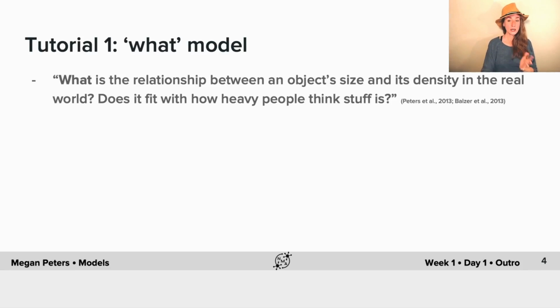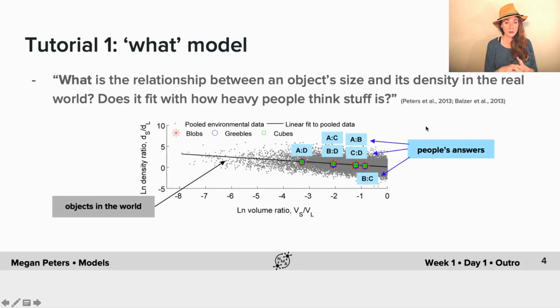And so the what question that I wanted to answer is, what is the relationship between an object's size and its density in the real world? And does that fit with how heavy people feel that stuff is? And so what we found here is that a log linear relationship was the best description of the relationship between volume and density in the world.